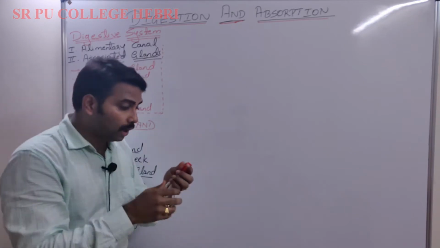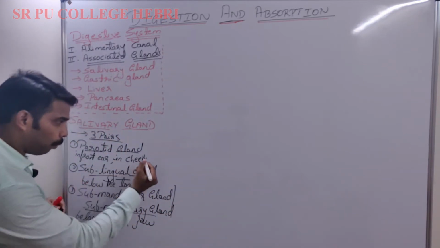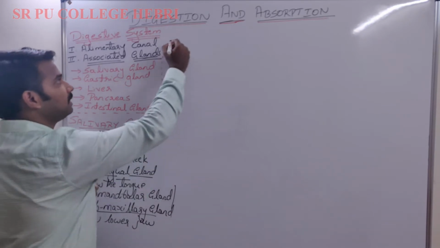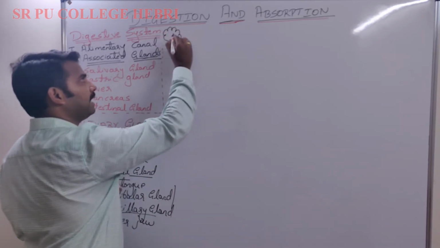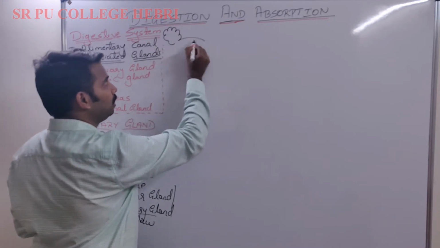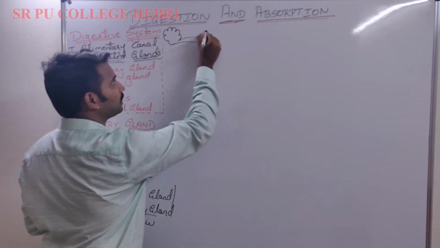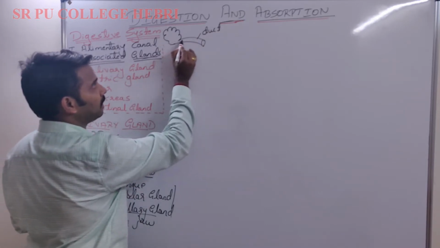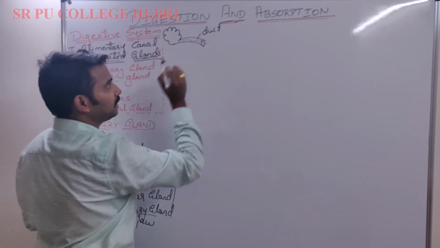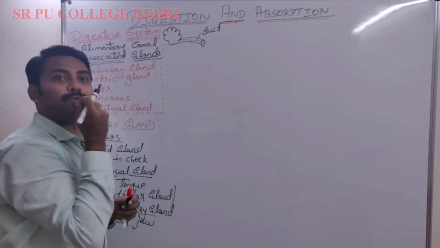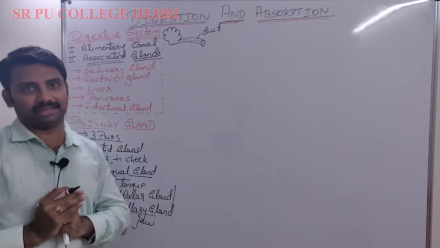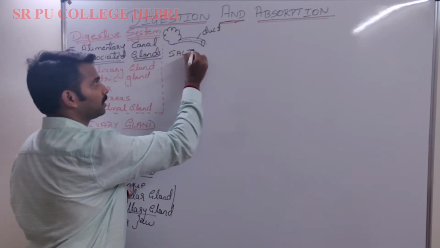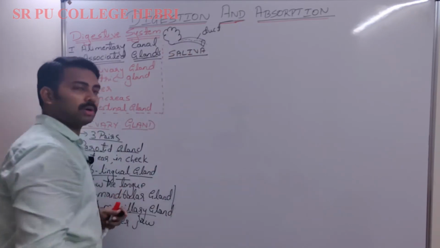But through a duct, say for example, whatever the salivary gland it may be, out of three, through a duct. This is the duct, this is the gland. The gland produce saliva. The saliva passed through the duct and released into my which cavity? Oral cavity. Is that clear? That fluid we call it as what? Saliva. That fluid is called saliva.